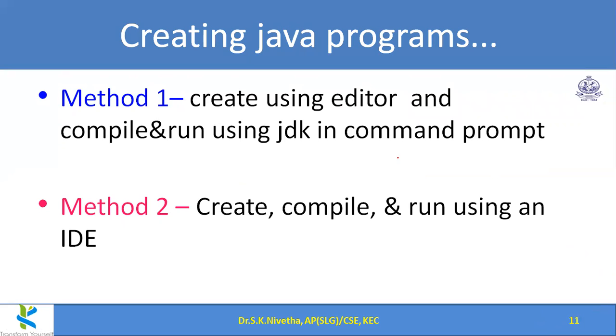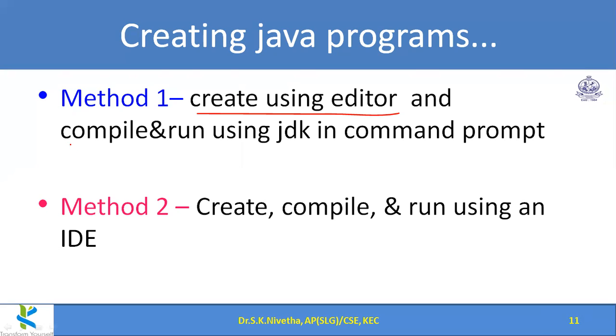Now, to create a Java program, we have two options as a programmer. Normally we can create it using a normal text editor like Notepad. Open a notepad and type the Java program. Normally when I save the content in a notepad, it will be saved as file name .txt. But here it is a Java program, so we should save it as file name .java.